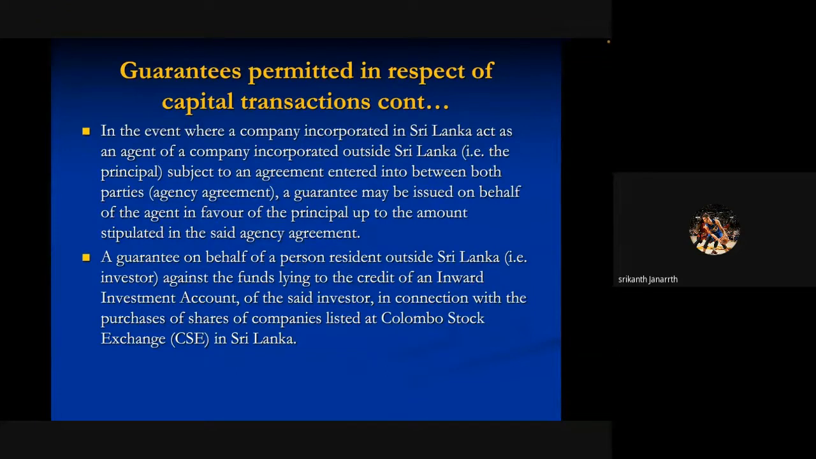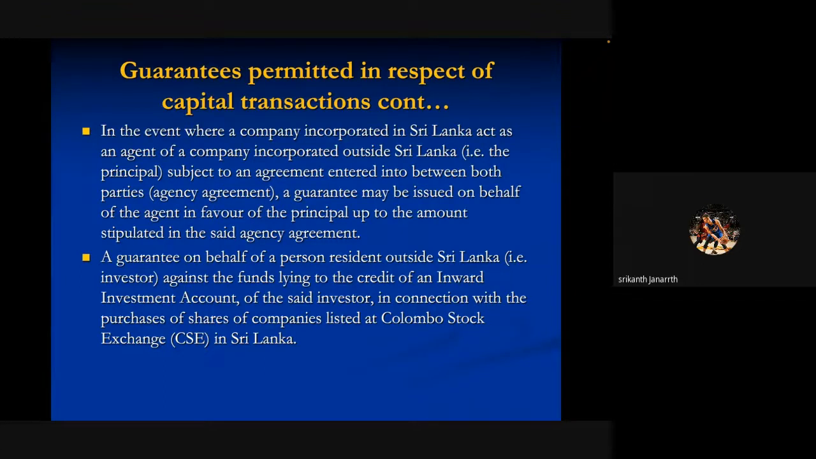Then a guarantee on behalf of a person resident outside Sri Lanka. Now carefully look at this question. The theory part: a guarantee on behalf of a person resident outside Sri Lanka, the investor. The investor is not in Sri Lanka, it's outside, a foreigner, against the funds lying in the credit. You know what an inward investment account is. The foreigner can make an investment in Sri Lanka. If the foreigner wants to make an investment in Sri Lanka, he has to open an inward investment account. Now the funds are lying in the account.